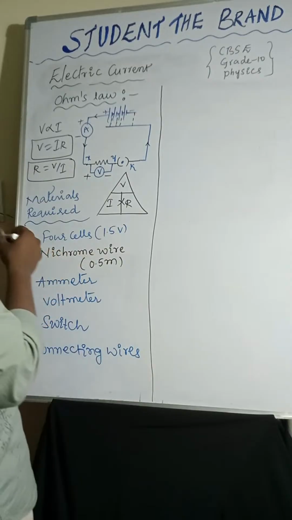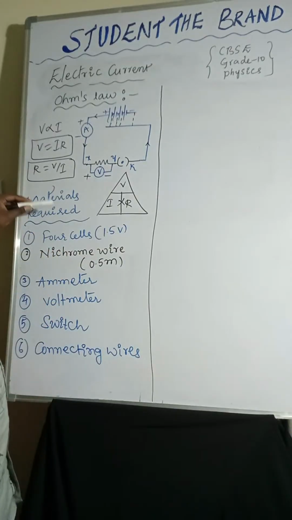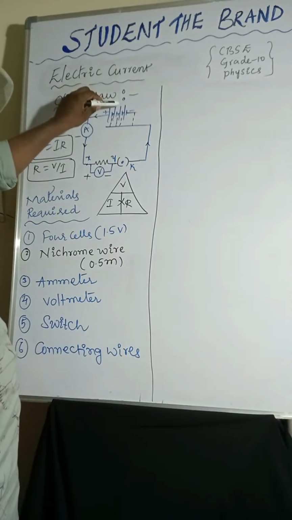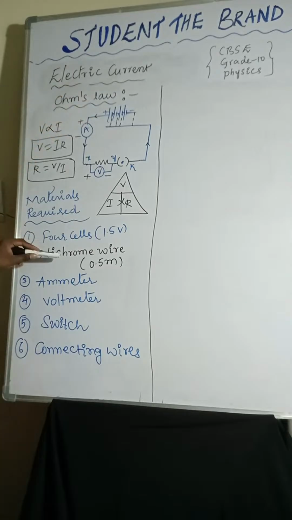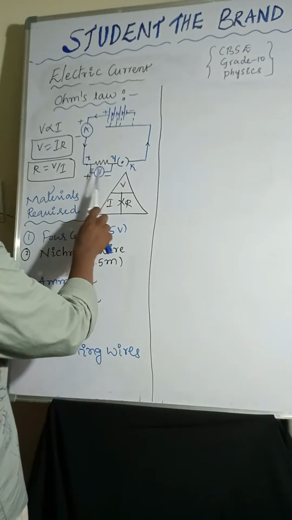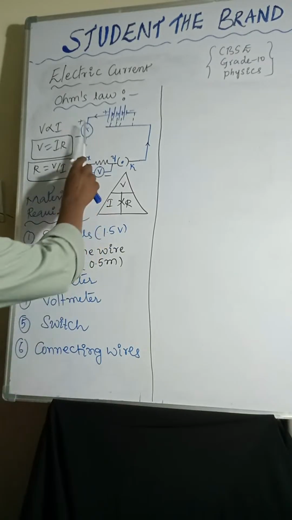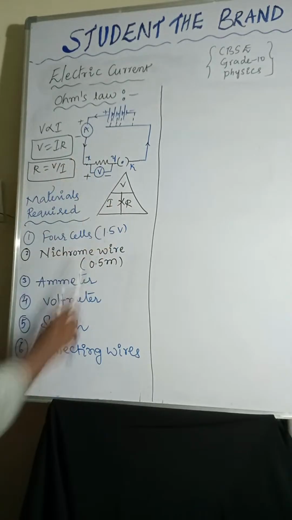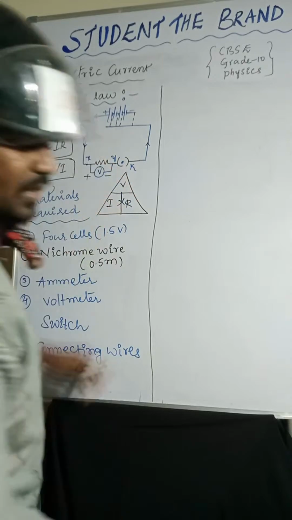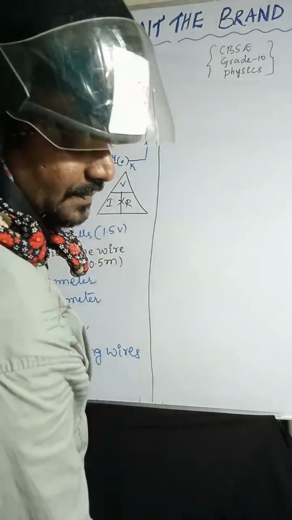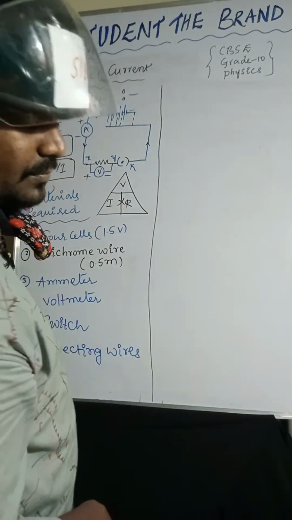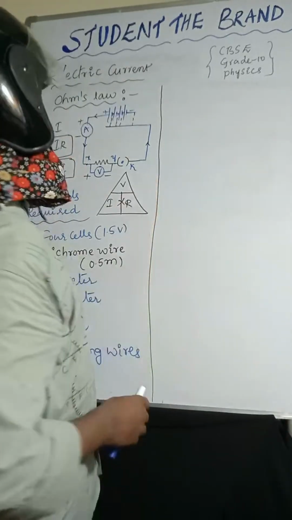Once again, materials required: 4 cells of 1.5 volts each. Nichrome wire, an alloy of nickel, chromium, manganese, and iron metals. Ammeter, voltmeter, switch, and connecting wires. So this is about materials required.